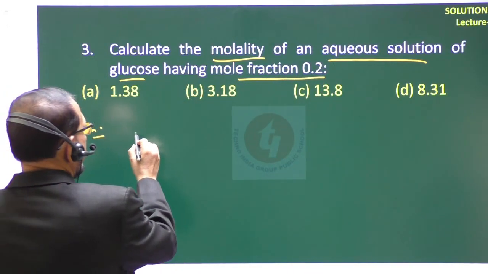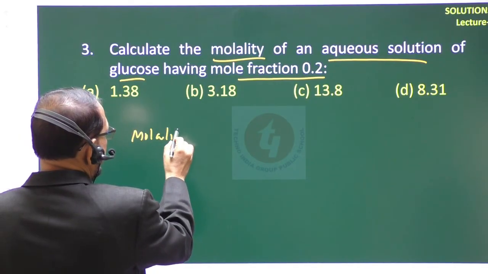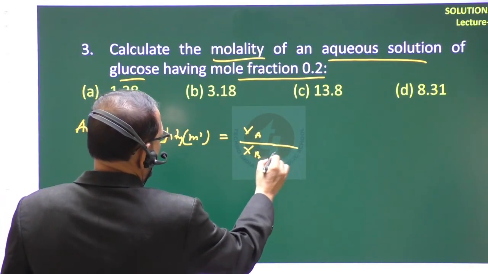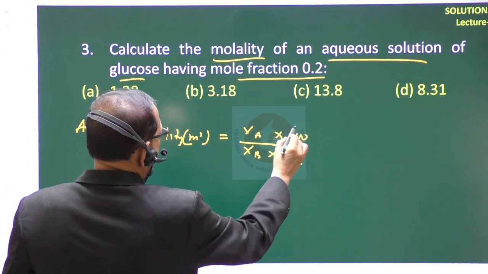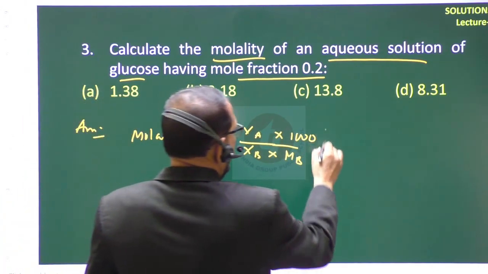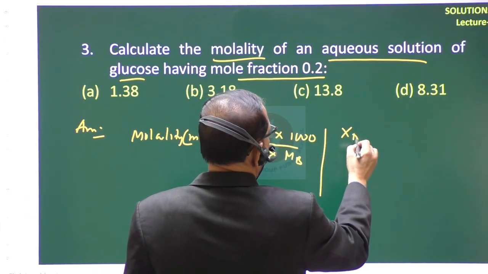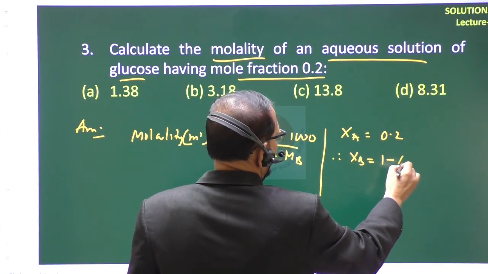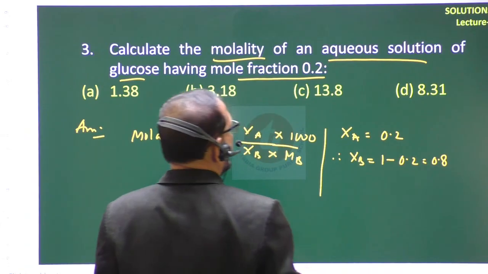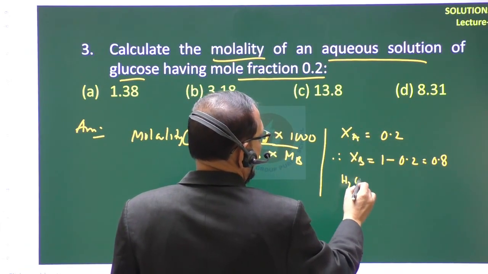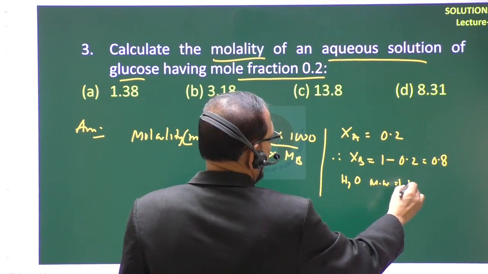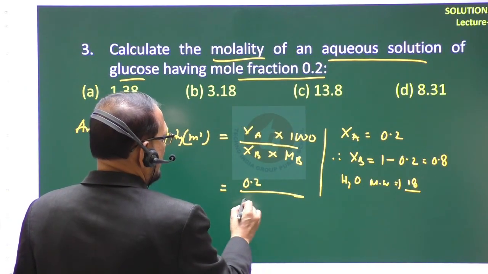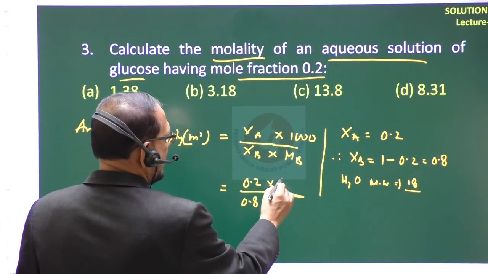That means the relation we have learned: molality m dash is equal to xA by xB into MB into 1000. Here xA is the mole fraction of glucose, given as 0.2. Therefore xB is 1 minus 0.2, that is 0.8. Clear? And for the aqueous solution, the molecular weight of water is 18. So molality is 0.2 by 0.8 into 18 into 1000.